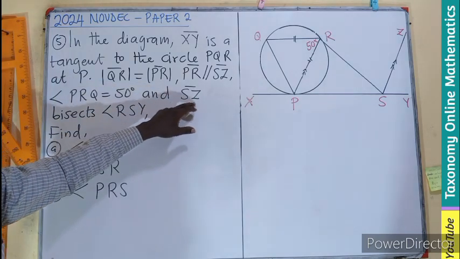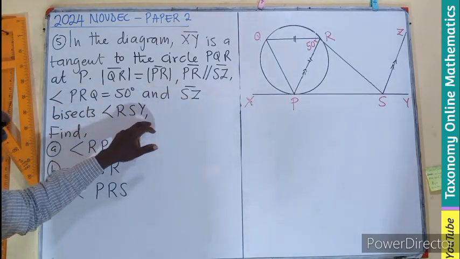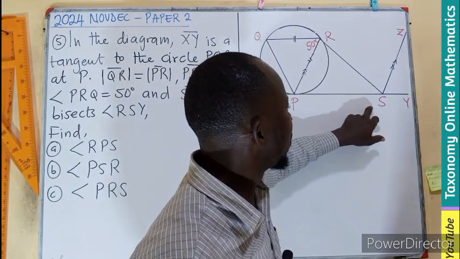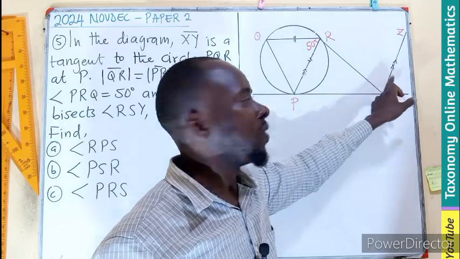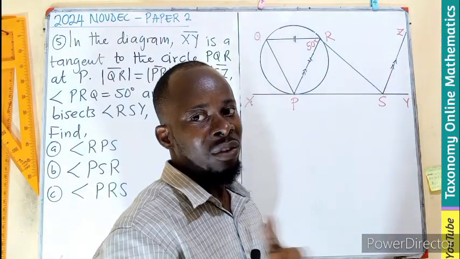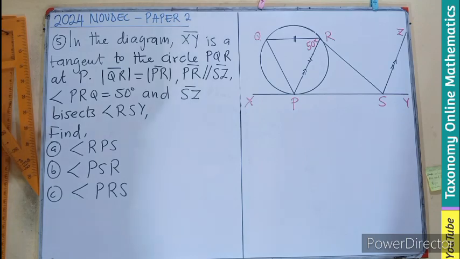The line SZ bisects the angle RXY. So these two angles, it means that this angle is equal to this. Bisect means divide into equal parts. Alright. So let's see the angles we are asked to find.